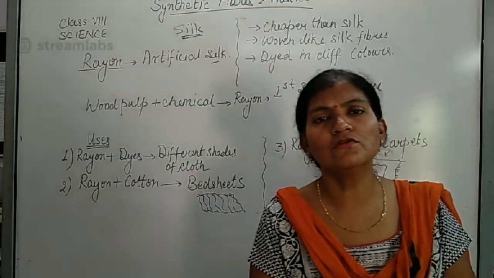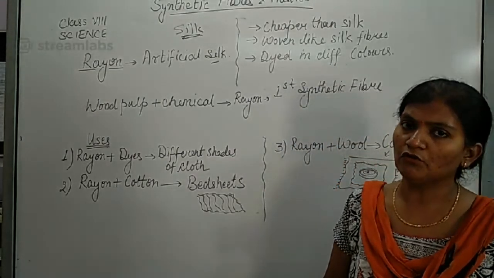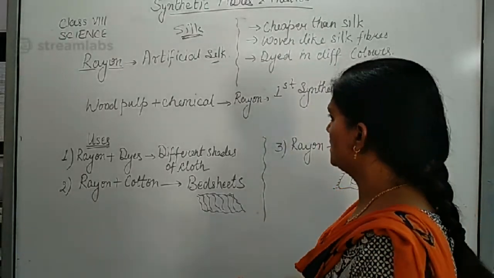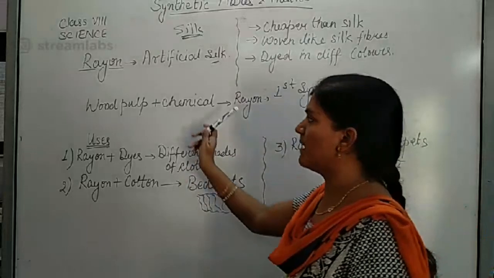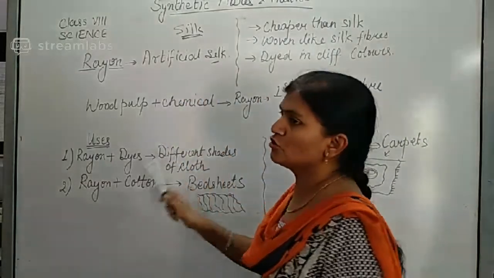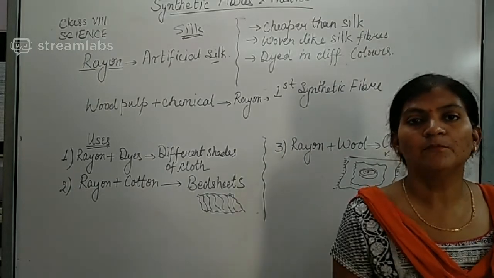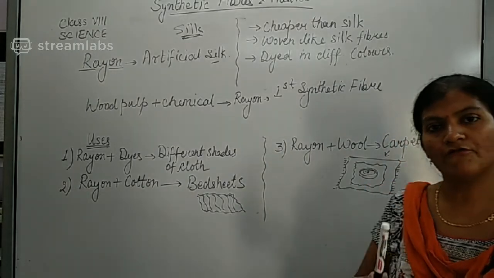And today we could find many uses of rayon in the market. So how is it made? It is made by chemical treatment of wood pulp to get rayon. So let us quickly see what the properties of rayon are.